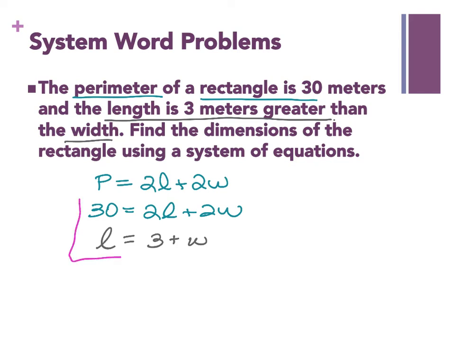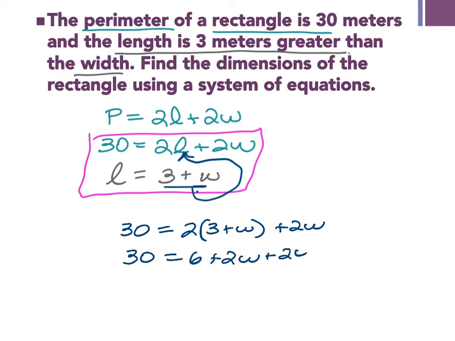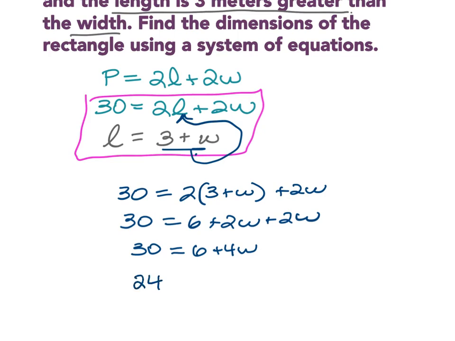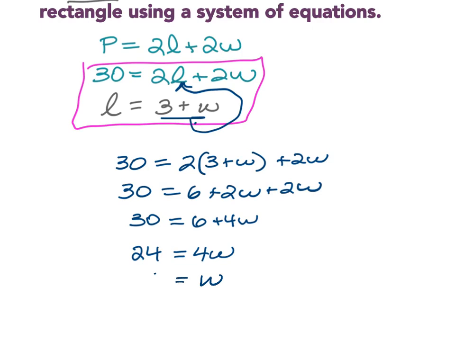So now I have my system, and I want to solve it. It's already set up for substitution. The L is already solved for here. So I'm going to take this, and I'm going to plug it in the place of the L in my original equation. So 30 equals 2 times 3 plus W plus 2W. Distribute the 2. Combine your like terms. Subtract the 6 from both sides. And I get 24 equals 4W. Divide both sides by 4, and W equals 6.